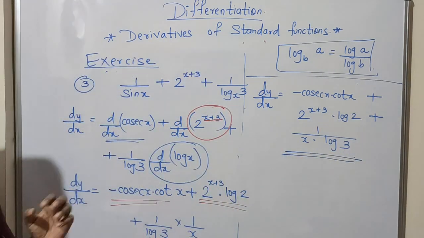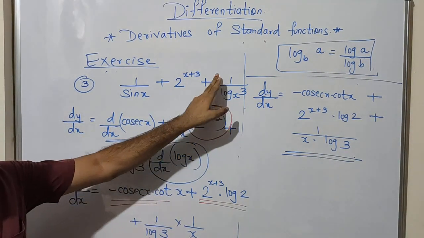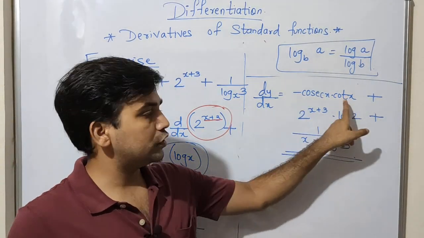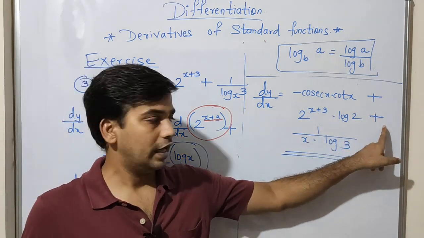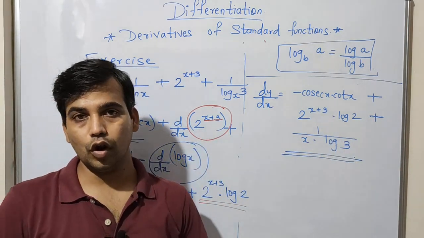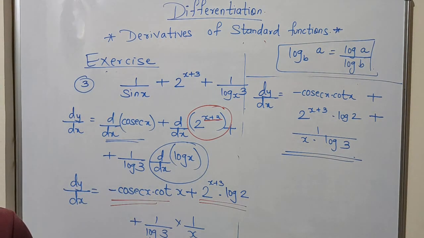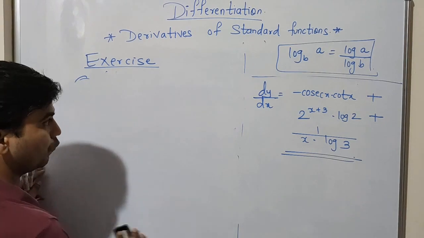So the derivative of 1 upon sin x plus 2 raised to x plus 3 plus 1 upon log 3 to the base x is minus cosec x cot x plus 2 raised to x plus 3 into log 2 plus 1 upon x into log 3. So this was question number 3. Let us solve one more problem. Now we will solve question number 4.